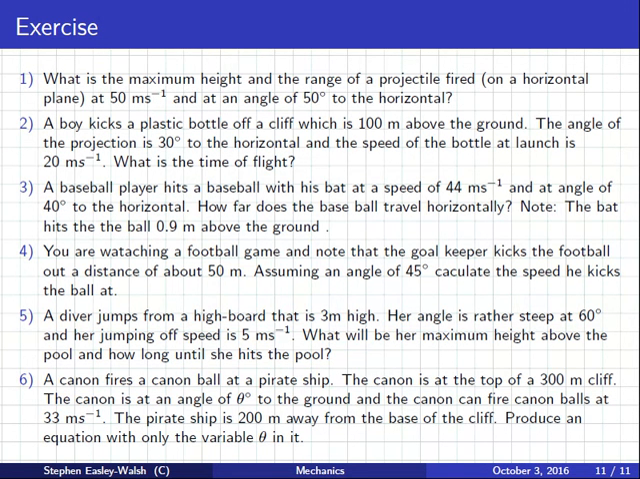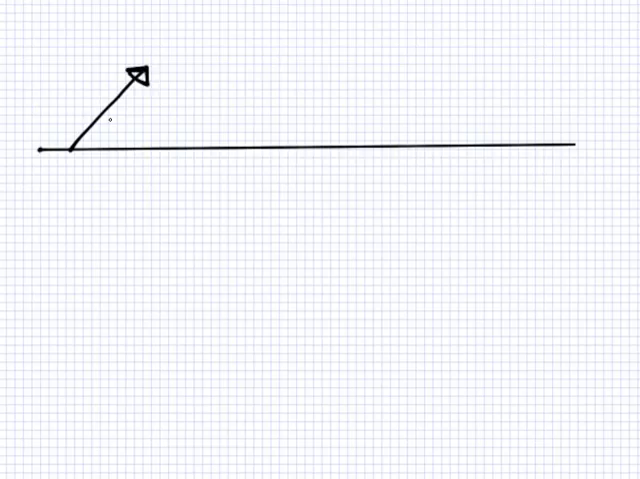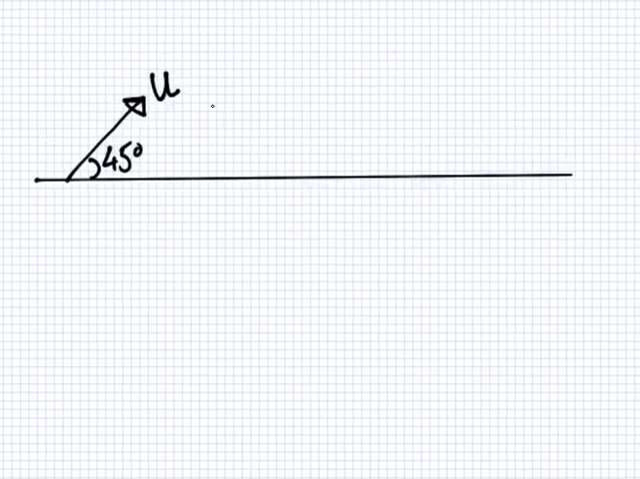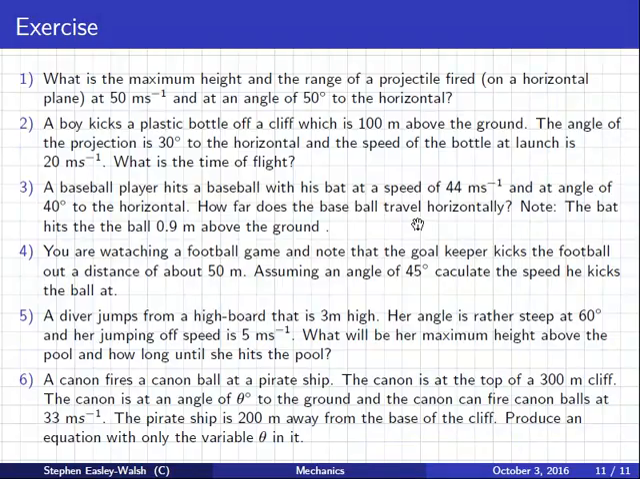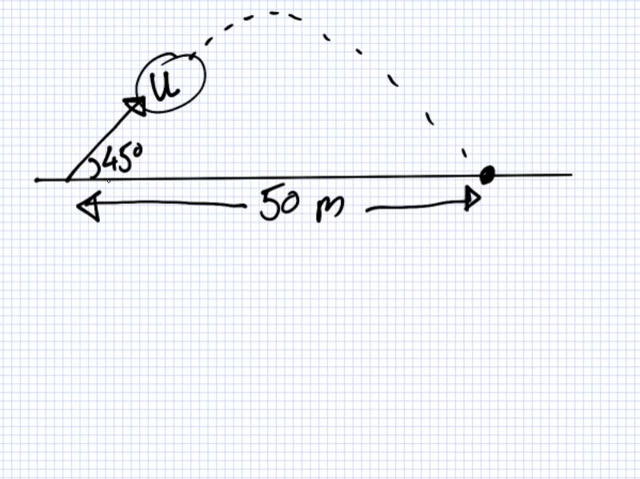So this one is 50 and 45. I'll draw it here for you. What's happening in this one? Maximum range. Yeah, at 45 it is. So the ball is kicked. You know the angle is 45, but you don't know the speed. And it travels a distance of 50 meters. And I want to know the U. So try this one now.